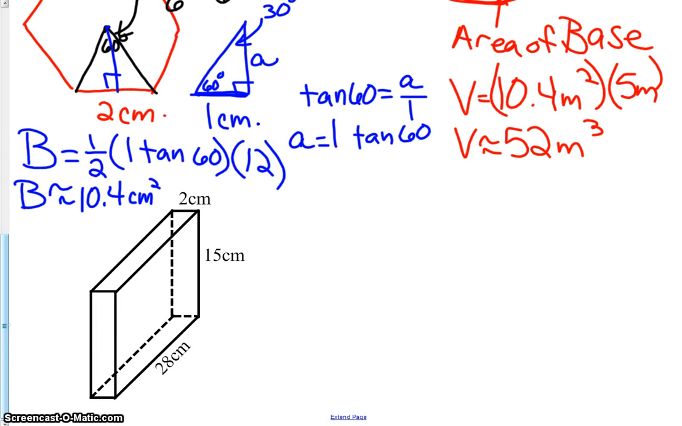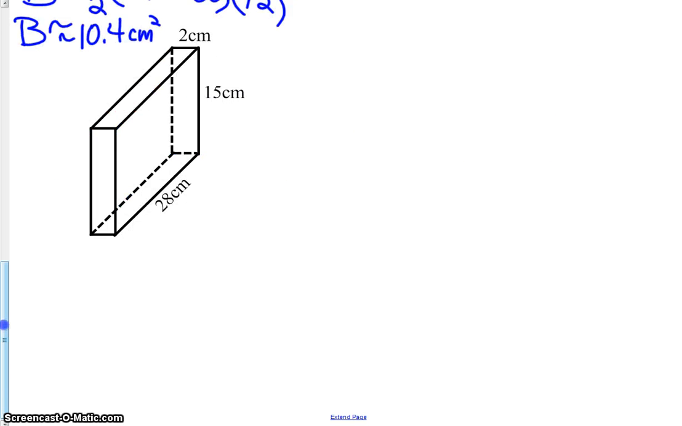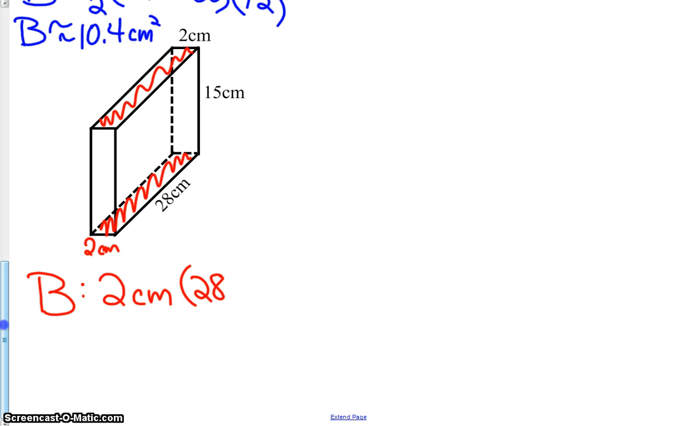Now let's apply that same concept to the shape below. This one happens to be a rectangular prism, and you get to choose which side you want to be the base, which side you want to be the lateral faces. I'm going to choose the base to be the bottom and the top that you can see me shading in. So the dimensions of my base were 28 by 2, and because the base is a rectangle, all I have to do is multiply my dimensions together. So 2 centimeters times 28 centimeters is 56 square centimeters.